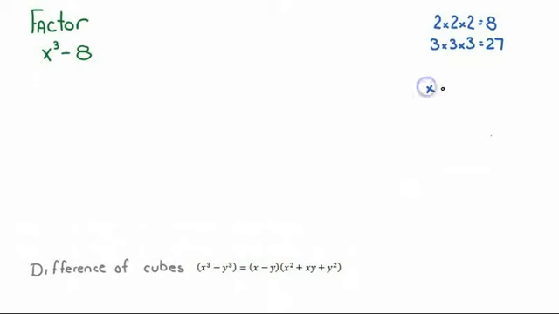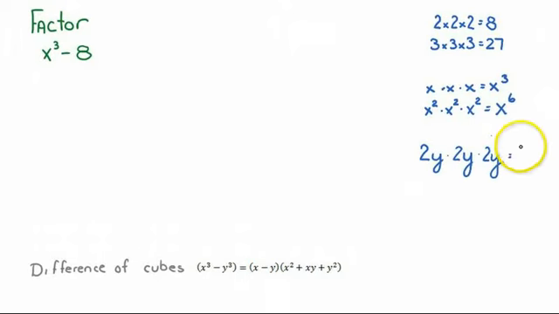I might have something like x times x times x, which is x cubed. Or x squared times x squared times x squared. Remember, if we were multiplying exponents with a common base, we add their powers. So 2 plus 2 plus 2 is x to the 6. That's a perfect cube. We might have 2y times 2y times 2y, which gives me 8y cubed.